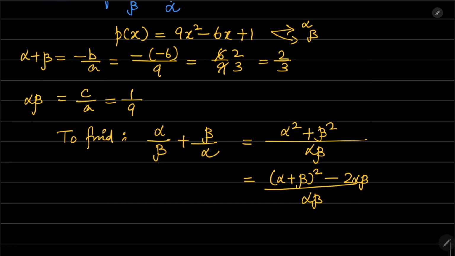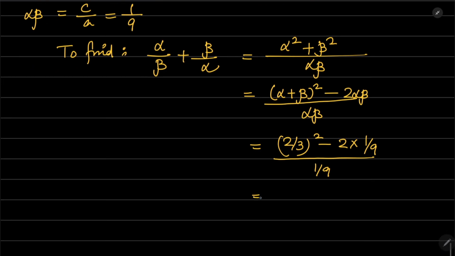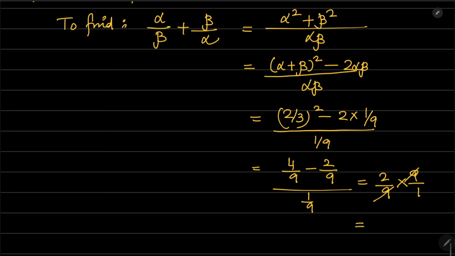Now in place of alpha plus beta, substitute 2 by 3 the whole square, minus 2 multiplied by 1 by 9, whole divided by 1 by 9. So if you do the LCM here, what do you get? 4 by 9 minus 2 by 9, whole divided by 1 by 9. So here you'll be getting 2 by 9. Take the reciprocal, 9 by 1. 9 gets cancelled. Your final answer is 2.